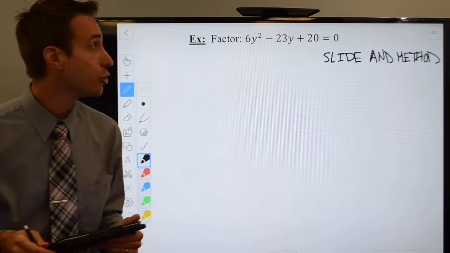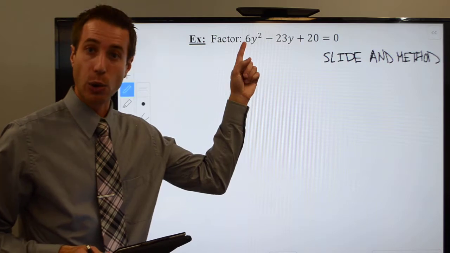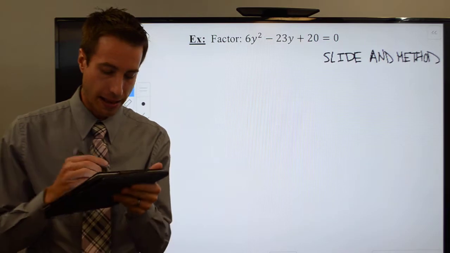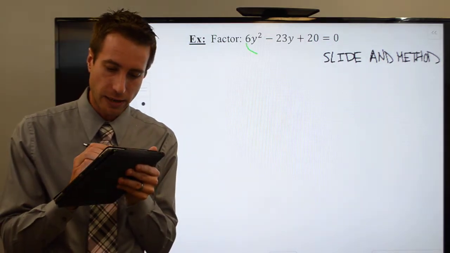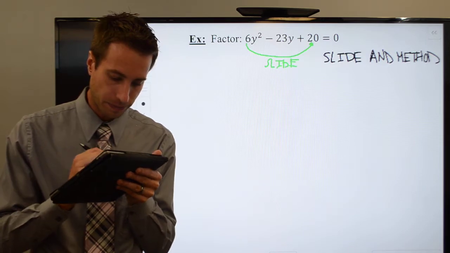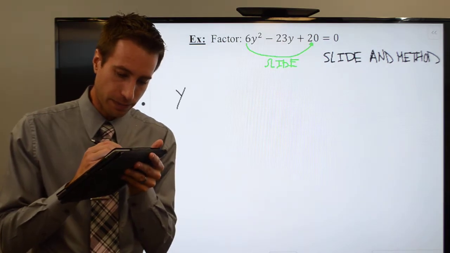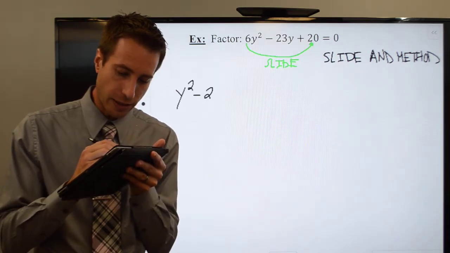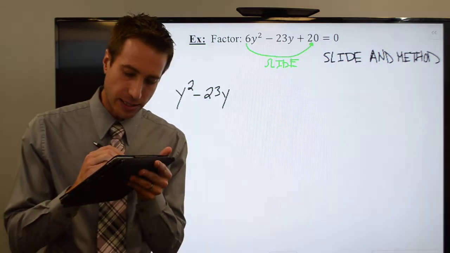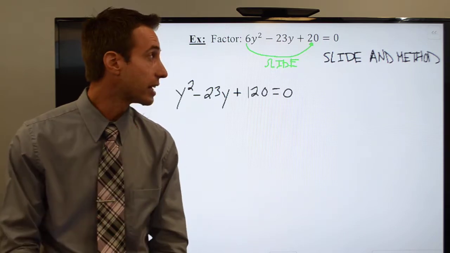The first thing that you need to do, right, is go ahead and take whatever that leading coefficient is, we're going to slide it over and multiply it by c. So here is the slide. What that's going to do is it's going to give me y squared minus 23y. 6 times 20 should be a positive 120. And that's all equal to 0.